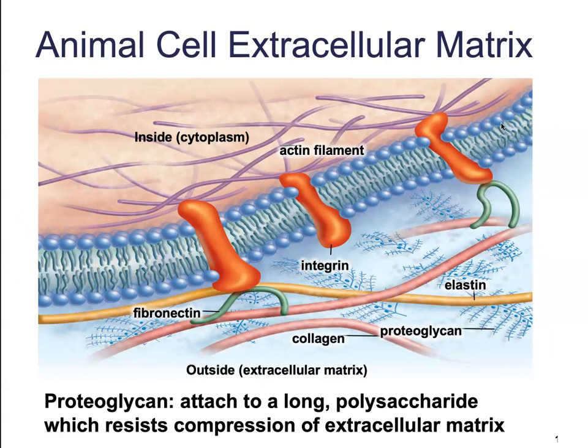The last molecule that we want to mention would be proteoglycan. Proteoglycan is a long polysaccharide, that's going to be this molecule right here, that's going to resist the compression of the extracellular matrix. Basically, it's like great big cotton candy stuffing. It's going to provide a sort of a spongy, open matrix between our cells to prevent seriously close packing.